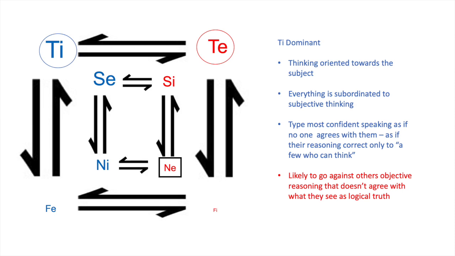And in summary, neither TE nor TI is better than the other. If you get a TE dominant and a TI dominant person in the room together and they disagree on something, they can go at it until they're blue in the face. That's because one person is arguing based on what they think are objective facts, and the other person is going on what they think is subjective reasoning that is logically true. So they both think they're right, they both think they're smarter than the other person, when in reality, that's open to interpretation.